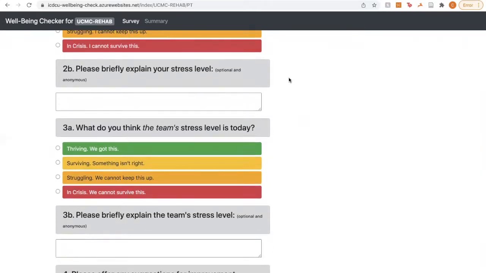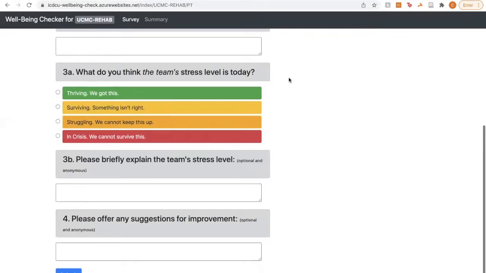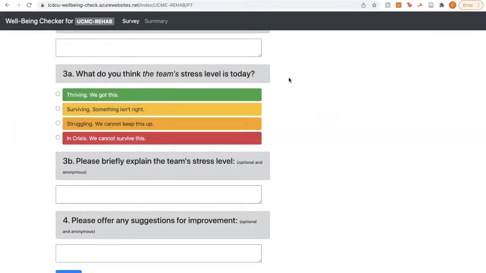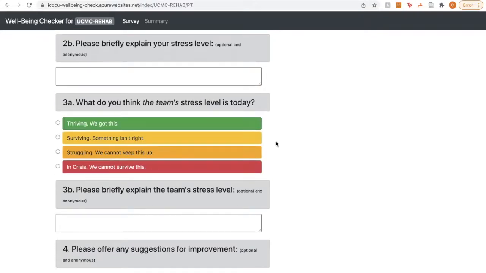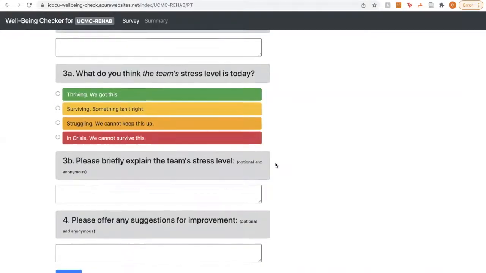Question 2B is optional, but it could help us know more about what's happening and how you are. Question 3A is how you think your team is doing today. We've got the same options as the personal level of stress: thriving, surviving, struggling, and in crisis. 3B is also optional, but it will help us get a better picture of how your team is. Number 4 is optional, but we would love to hear about any feedback you have for this application.